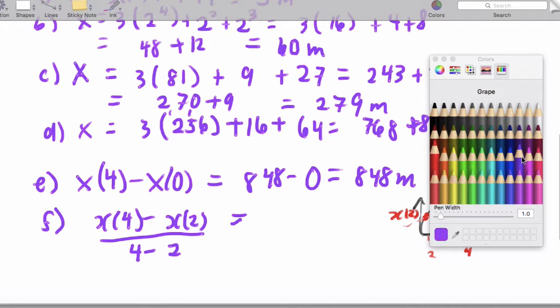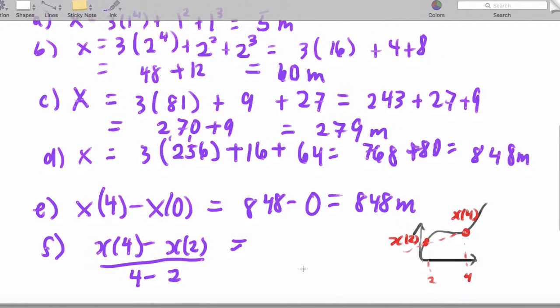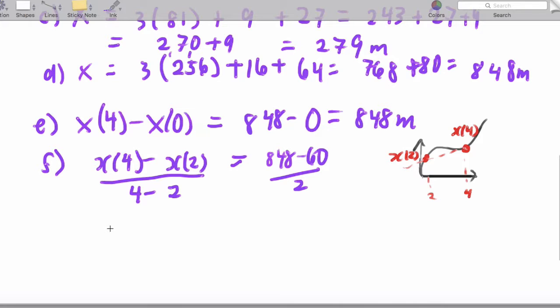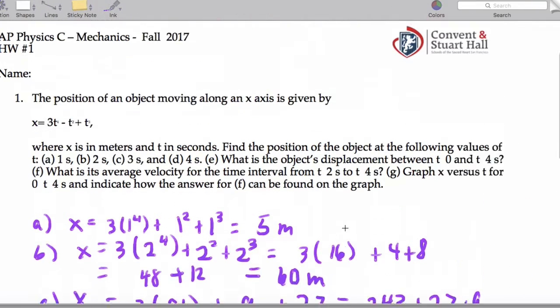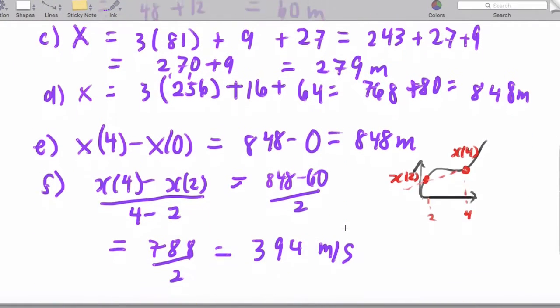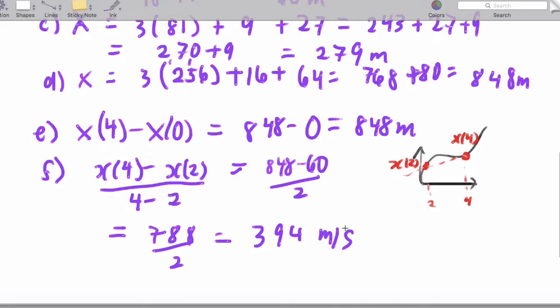And so when we actually plug in our numbers, it's going to end up being 848 minus 60 over 2, which ends up being 788. Yeah, 788 divided by 2. When we plug that into our calculator, that's going to be 394 meters per second, if I have that right. So not surprising, it's moving pretty quick. So that is, in fact, the answer to question F.